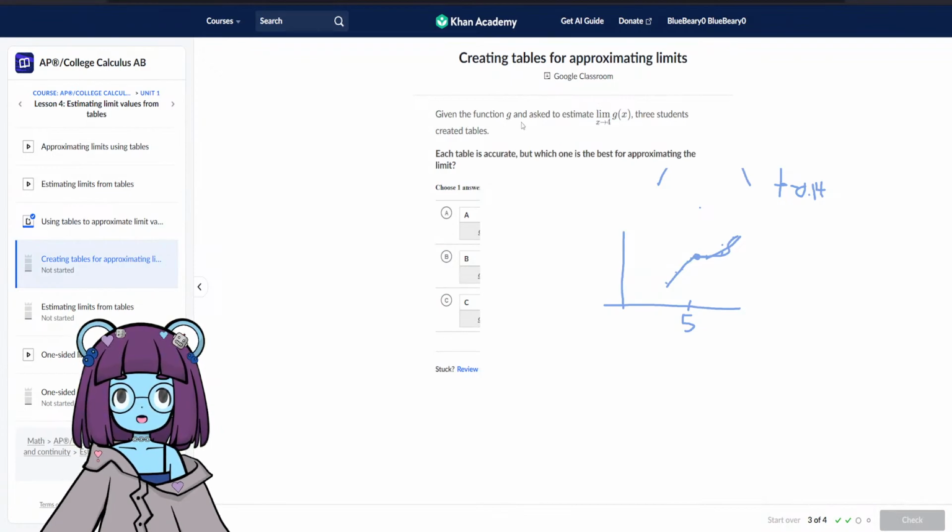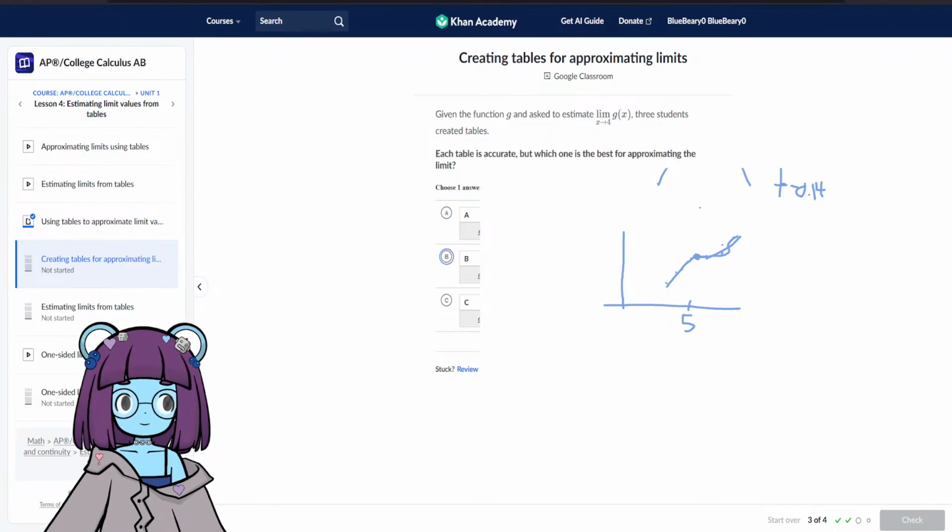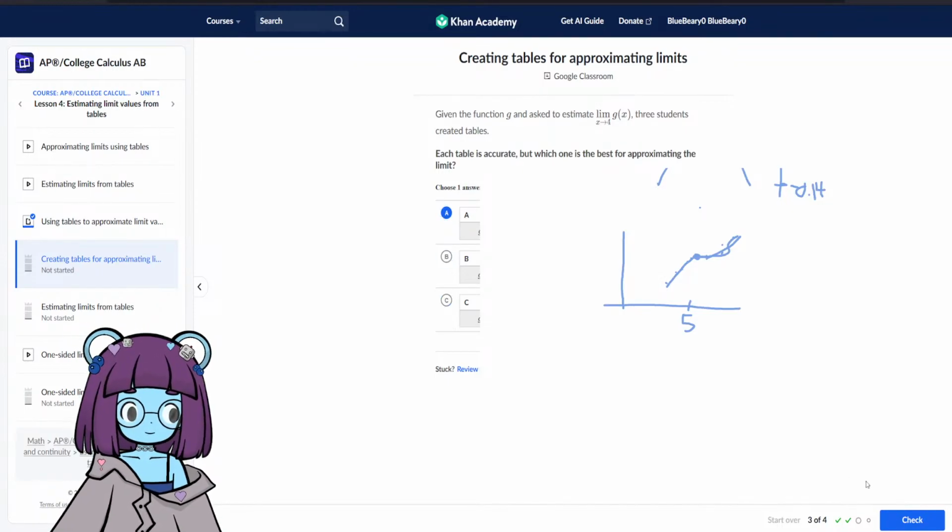Given the function g and asked to estimate the limit of g of x. Alright, so another one of these. Which is the best table? 4. Why are these all negative? I think this one. Yeah, because this is only from one side. This is from both sides.